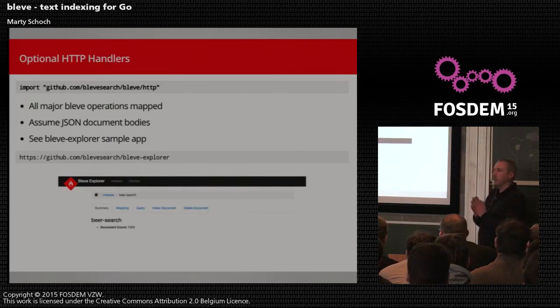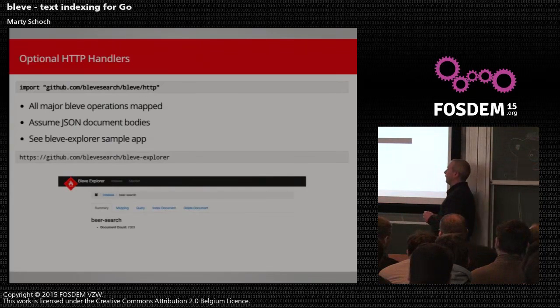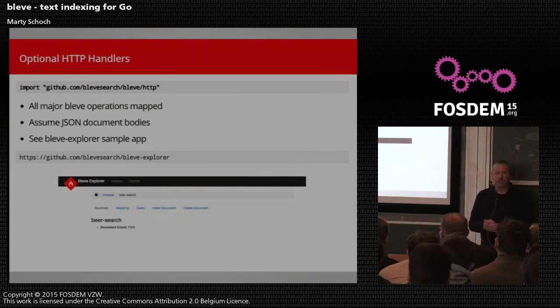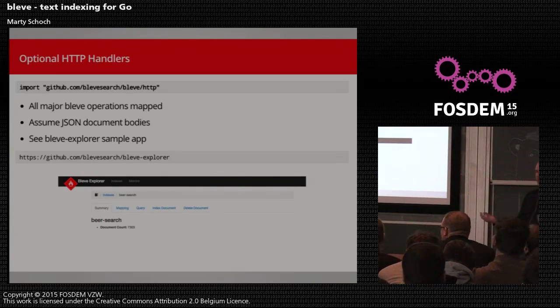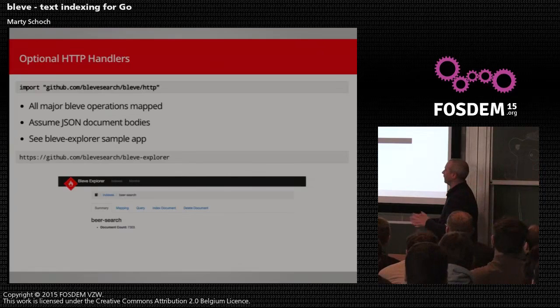And I also want to mention we do have some optional HTTP handlers. They're in a separate package. I would say all the major operations in Bleve are mapped to this. So it's real easy to set up a server and just expose this functionality. They basically make the assumption that the document bodies are going to be JSON, and that allows it to just use the normal JSON serialize and deserialize to put those into the index.